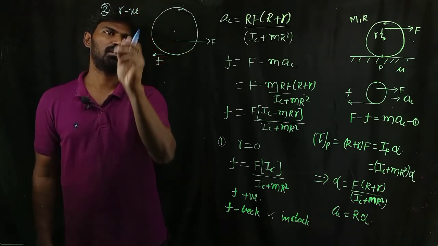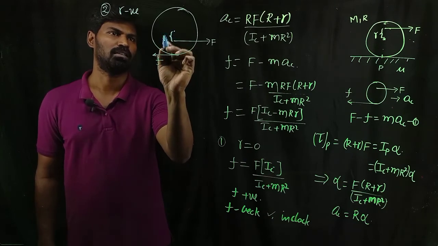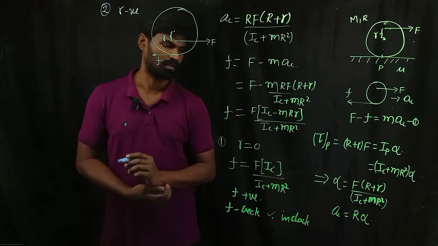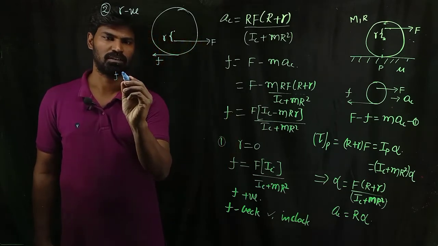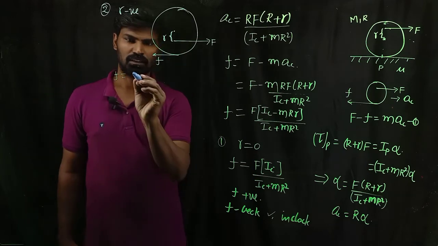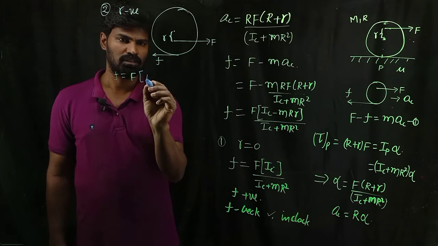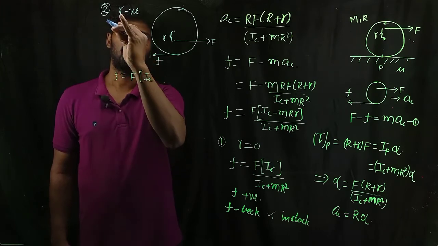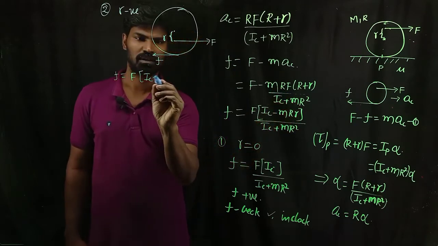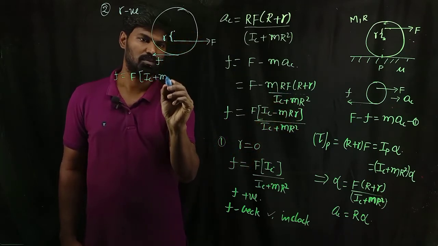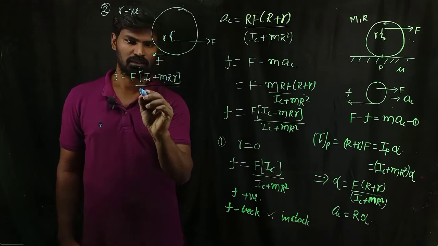So what if r is negative? That is, the line of action of applied force is below the center of mass at a distance r from the center of mass. In such a case, again I am going back to this expression. The frictional force acting on the body is equal to F into IC. When r is negative, you should substitute r with a negative sign. Minus into minus will become plus, so we get M into capital R into small r divided by IC plus m r square.